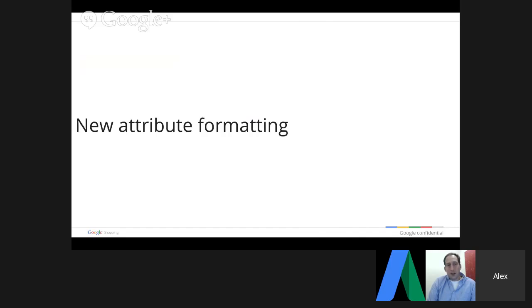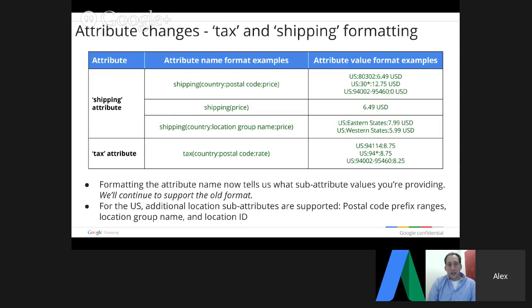As I mentioned, there is new attribute formatting. And again, just to reiterate, the existing format works, so you don't need to change your existing formatting if you're providing the shipping or tax attributes. But we've introduced a new formatting that merchants may choose to use, or new merchants can use when they're creating their data feeds. So what's changed? In the past, when you gave us the shipping attribute, we required that you gave 4 sub-attributes. Now we allow you to tell us what sub-attributes you're going to provide.